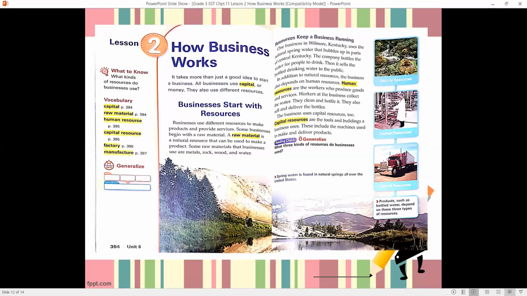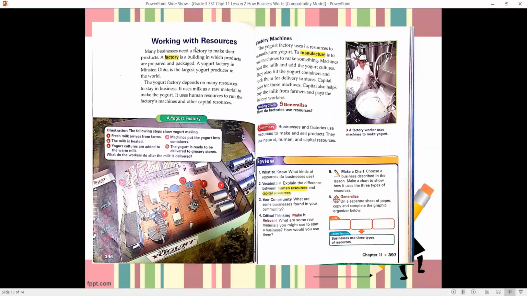The next topic is working with resources. Many businesses need a factory to make their products. So, if there is a machine, you need to keep the machine somewhere. So, in the old days, what did they do when the machines were made? I'll just explain to you something which is not in the book, but I can just explain to you about this.